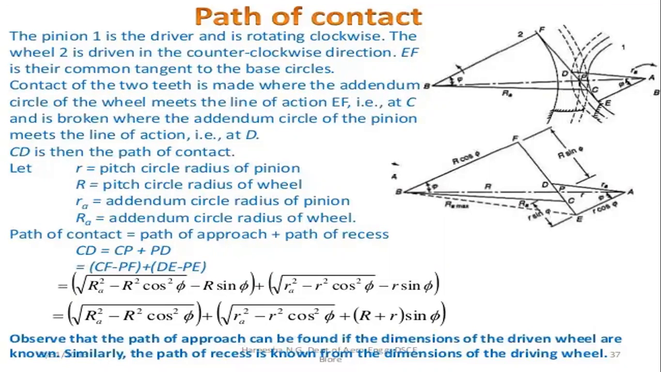Here you can see the different notations for the path of contact. First, small r is taken as the pitch circle radius of the pinion, and capital R is taken as the pitch circle radius of the wheel.